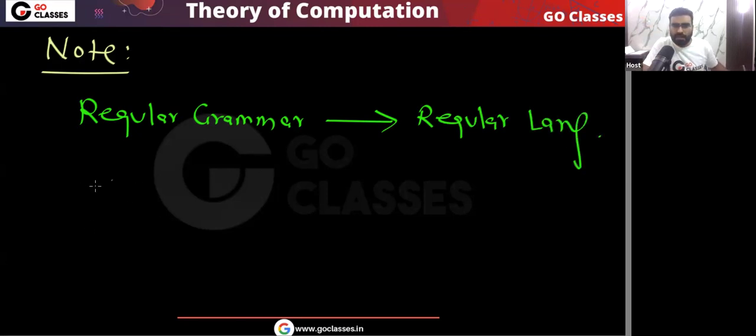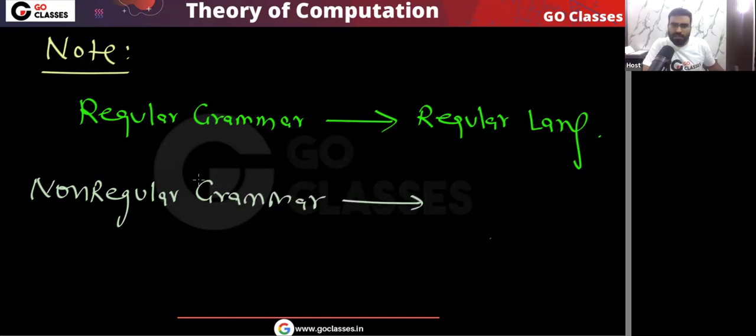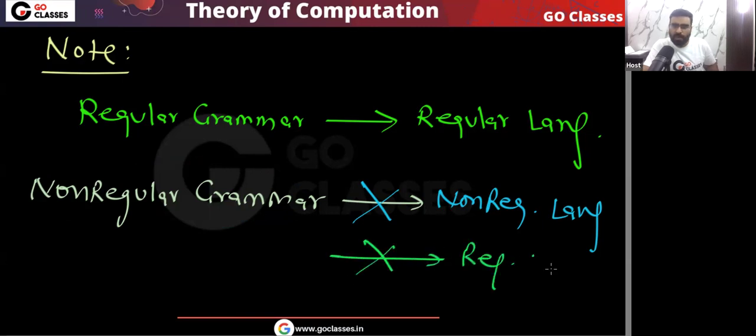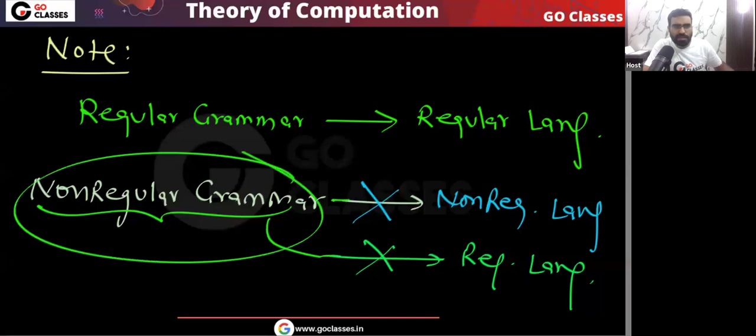But remember, if you have a non-regular grammar, then the language may or may not be regular. Is this clear? If you have a non-regular grammar, then you cannot say that the language will be non-regular, and you cannot say that the language will be regular. So it may or may not be regular. Either the language may be regular, or the language may be non-regular.